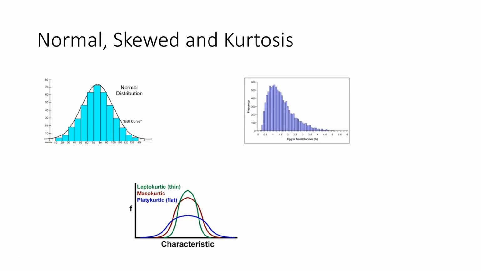Here is an example of 3 different types of distributions. The first one is a normal distribution. Your mean is going to be right there in the center of the histogram. The bins are 10, so you've got 10 to 20, 20 to 30, 30 to 40, and so on.